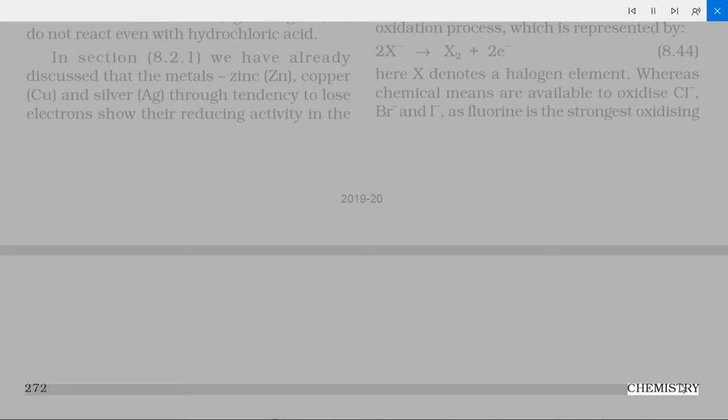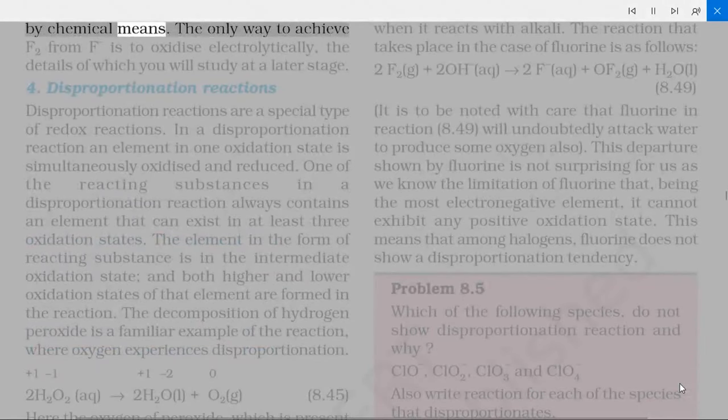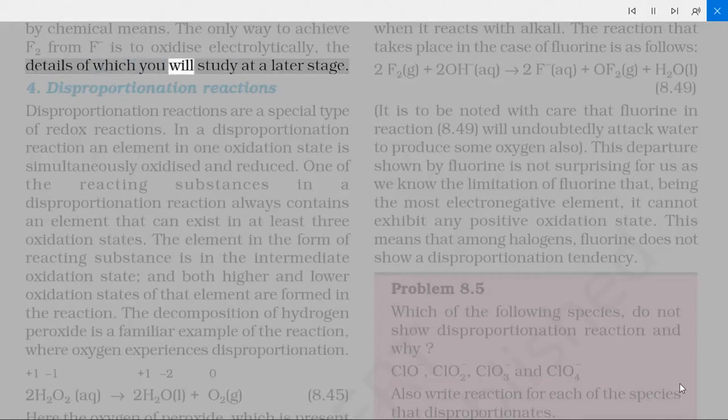agent, there is no way to convert F⁻ ions to F2 by chemical means. The only way to achieve F2 from F⁻ is to oxidize electrolytically, the details of which you will study at a later stage. Disproportionation reactions are a special type of redox reactions. In a disproportionation reaction, an element in one oxidation state is simultaneously oxidized and reduced.